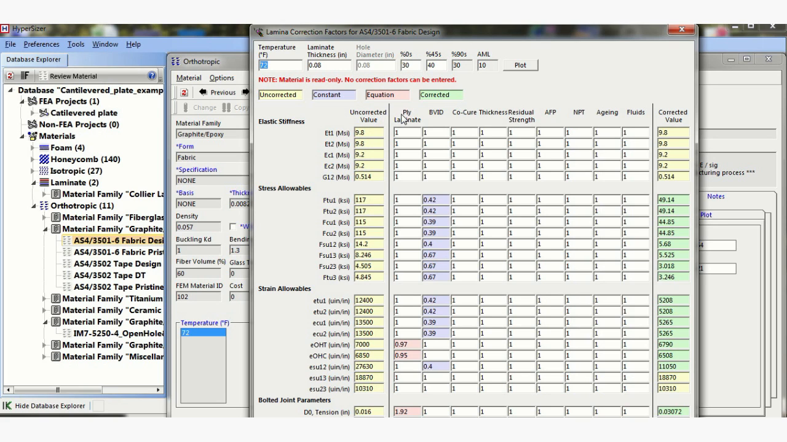And most companies won't use all of these, but Collier had to put all these corrections in to accommodate what all corporations might do. So we have a laminate correction factor, which I'll probably have to talk about later. BVID, barely visible impact damage, is probably by far your biggest correction for the stress and strain allowables.